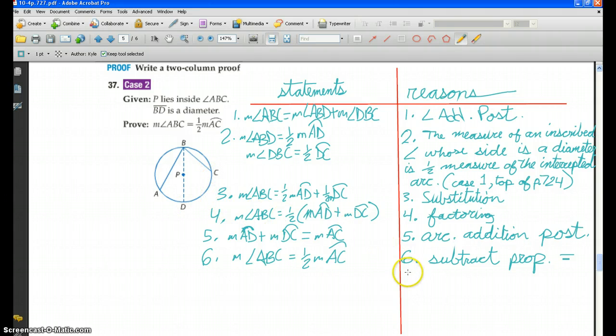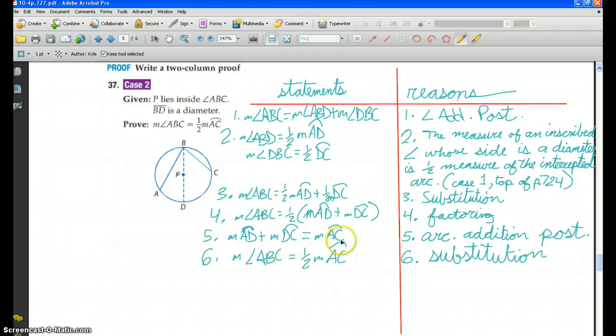And then by the substitution property of equality, we can write down what we were trying to prove, that the measure of angle ABC is equal to half the measure of arc AC. So basically I subtracted, I meant substitution on this step.